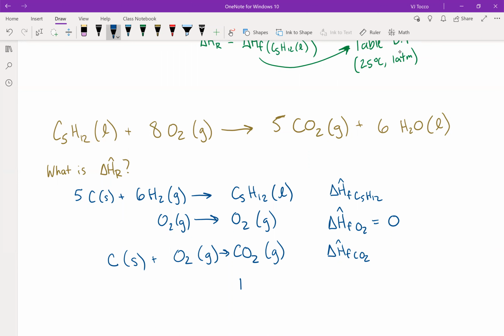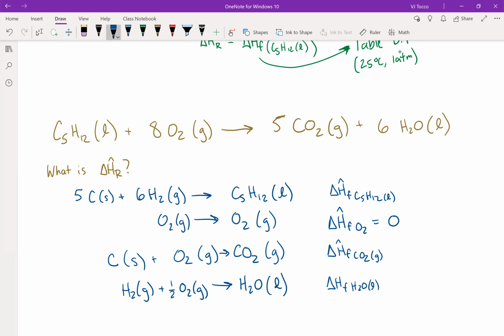And finally, H2O in the liquid phase has a formation reaction from 1 molecule of H2 in the gas state plus 1/2 molecules of O2, also in the gas state. And this is the heat of formation for H2O. I should be including the states of matter as well in these.